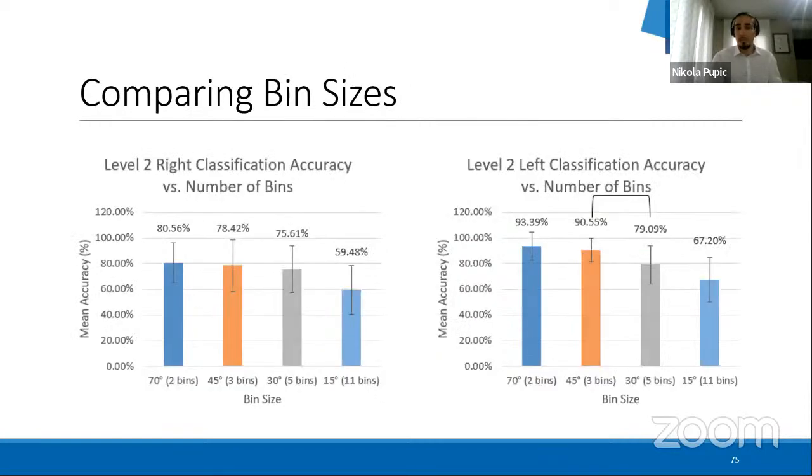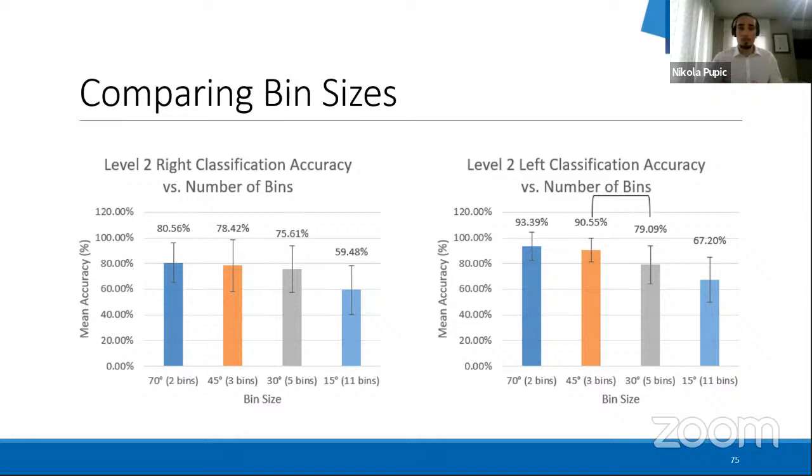Comparing the level 2 accuracies for different bin sizes, we see a trend of decreasing accuracy as precision increases. An omnibus test indicated significant differences in the mean accuracy for different bin sizes in both level 2 right and left classification. However, a post hoc test between adjacent bin sizes showed only a significant difference for the 3-bin to 5-bin comparison of the left classification. These results suggest that the bin size should be optimized based on our goal to account for the trade-off between accuracy and precision.